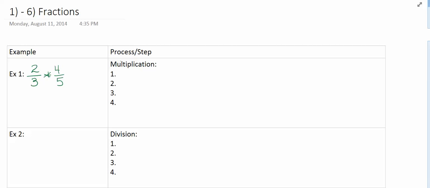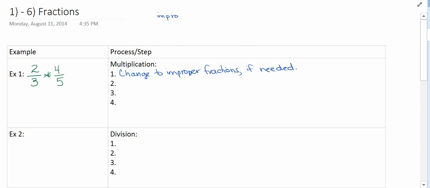sure that we do. The first step is we want to change to improper fractions if needed. Just to make sure that we're clear on this, improper fractions would be examples like 5/4, 3/2, etc.